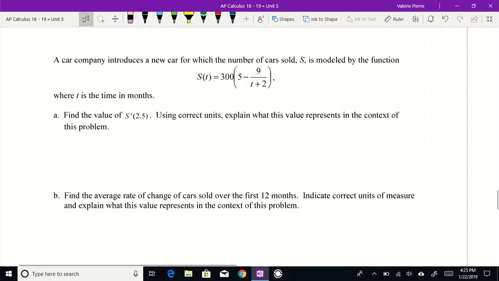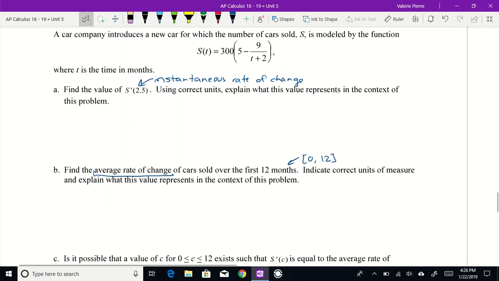Okay, so for part A, we're just looking for the instantaneous rate of change, which is just the derivative. For part B, we want to find the average rate of change of cars sold over the first 12 months. So this is asking us for the interval from 0 to 12, find the average rate of change. Indicate the correct units of measure and explain what this value represents in context.